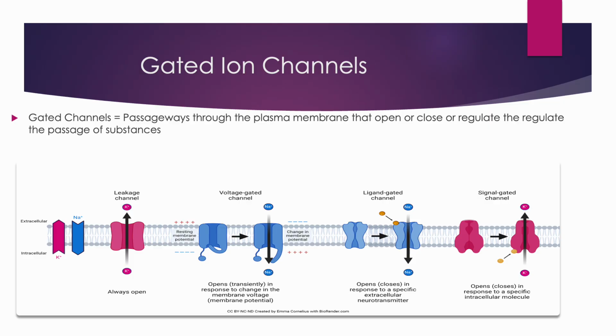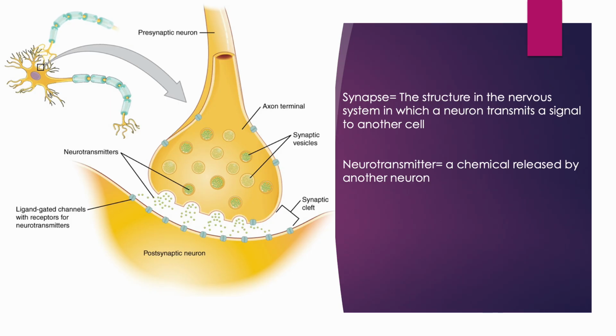And just as a reminder, we know that leaky channels are always open. Just wanted to go ahead and reinforce that. So in this section, we really want to compare where graded potentials begin amongst the two major parts of the nervous system, which are both the peripheral nervous system and the central nervous system.